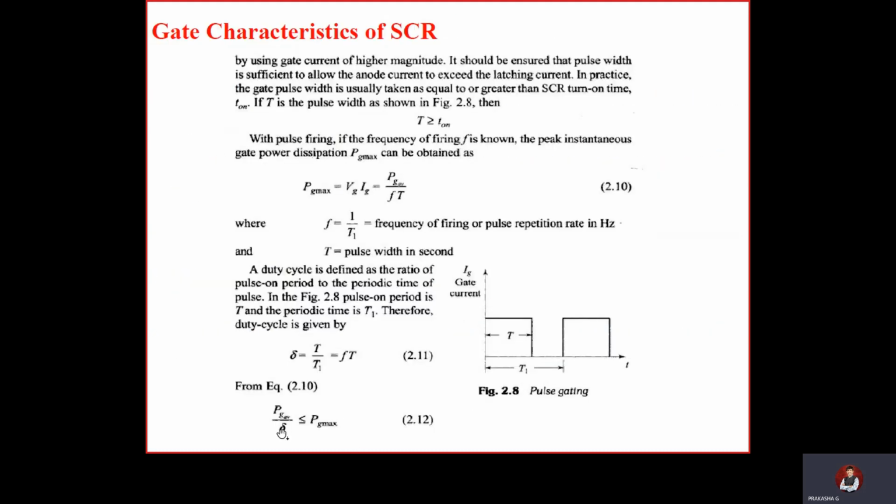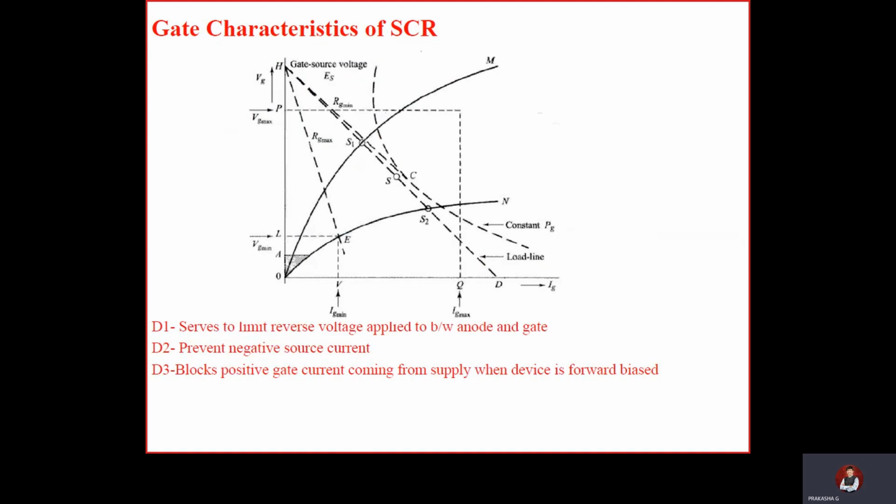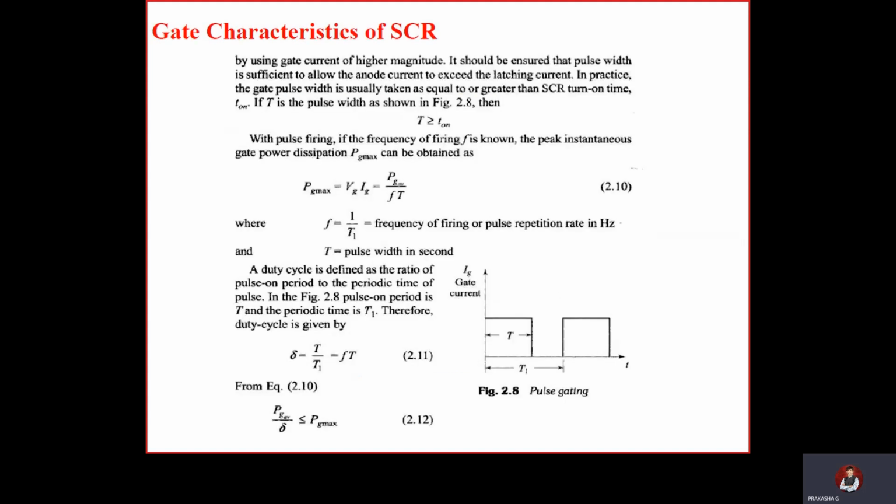So I think this is what they have given. P maximum should be less than the P average. This is one sheet you're supposed to write with respect to gate characteristics: one circuit diagram, one waveform, that is the graph, and the explanation. Definitely you're going to get minimum 8 marks for gate characteristics.